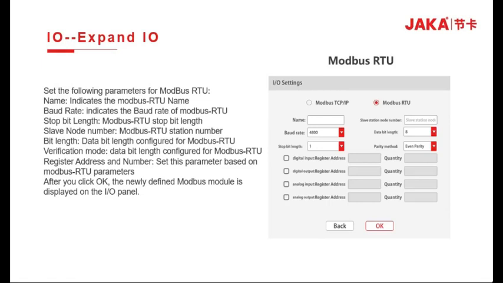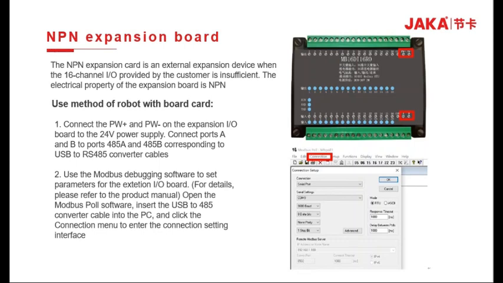Set the following parameters for Modbus RTU communication. The length verification mode must be the same as the slave node. After you click OK, the newly defined Modbus module and the usage of the NPN expansion card are displayed on the I/O monitoring screen. The NPN expansion board is an external expansion device added when the customer cannot use its own 16-channel I/O.